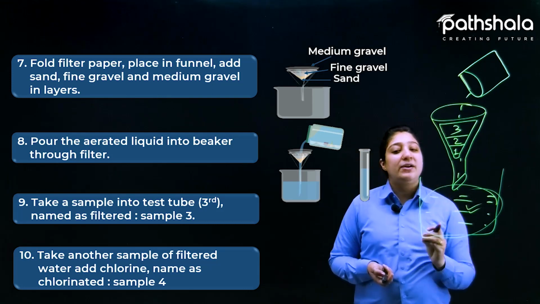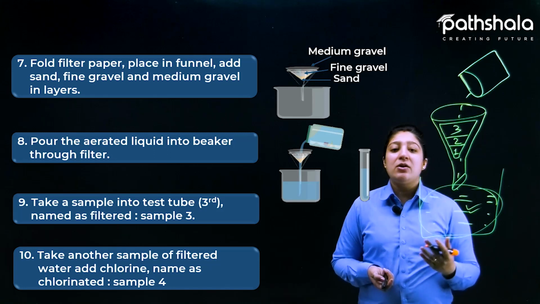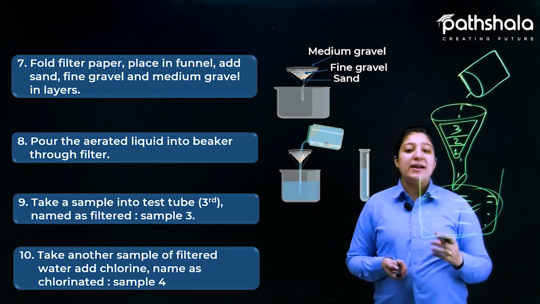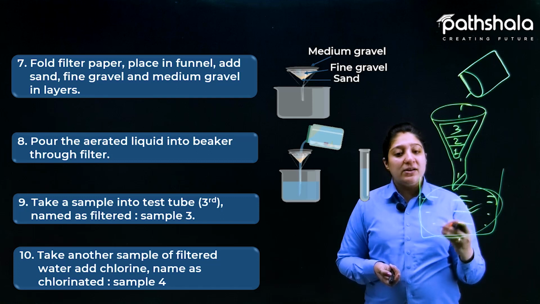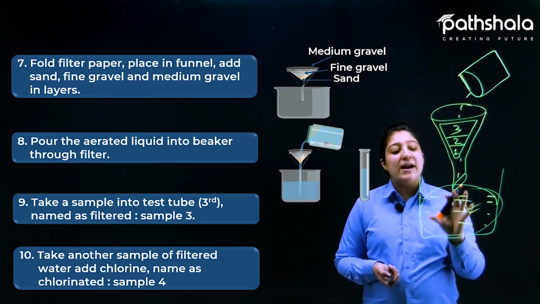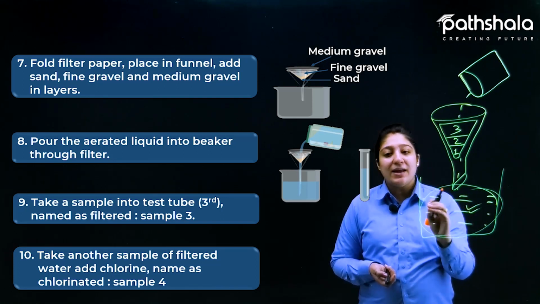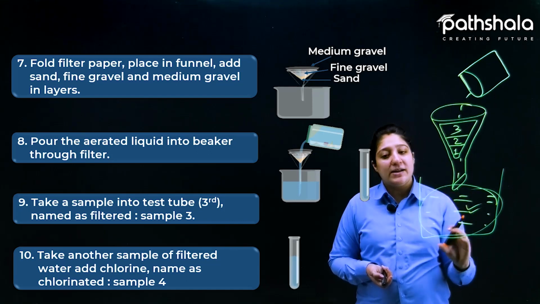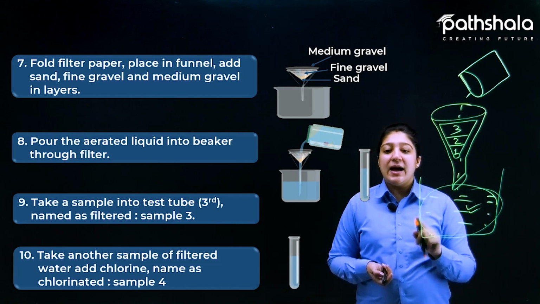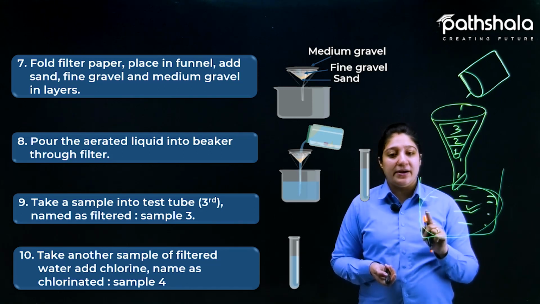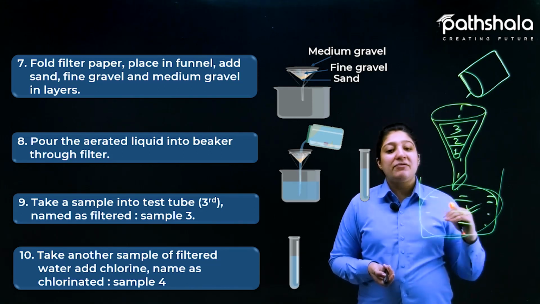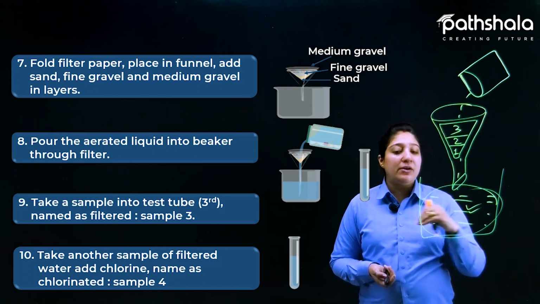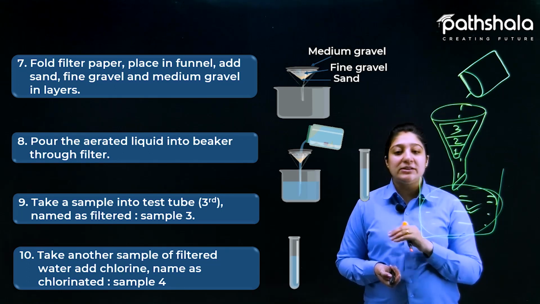Now when we add a chlorine tablet into this, the other microorganisms, or the disease-causing organisms that are present in this water, will be killed by the action of chlorine. Now take a small sample from that into a test tube and name that test tube as sample 4, chlorinated, right? Now what are the different things we are going to observe in all the 4 test tubes that I am going to discuss further.